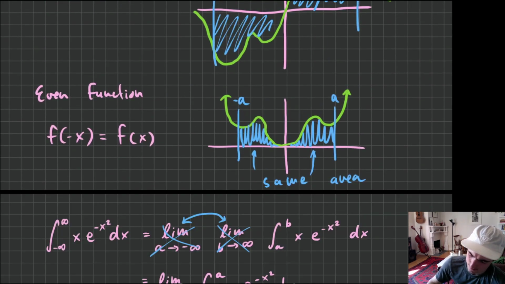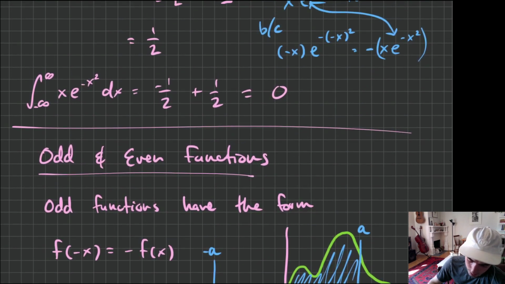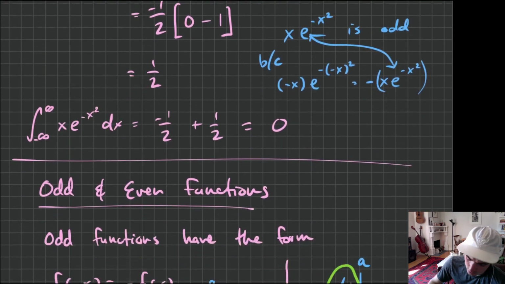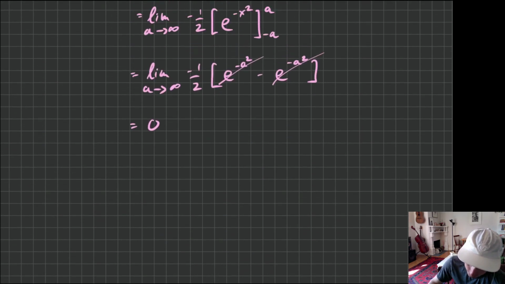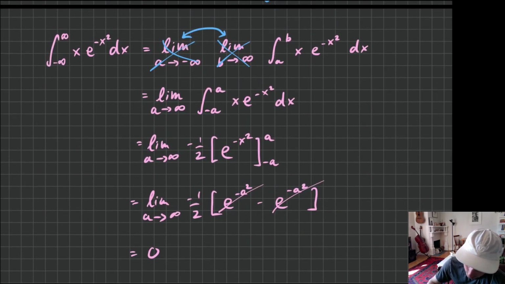But I would still recommend just splitting that integral into two pieces and integrating them separately. But if you really want to just combine it into one limit, you could try that out. See how that works.